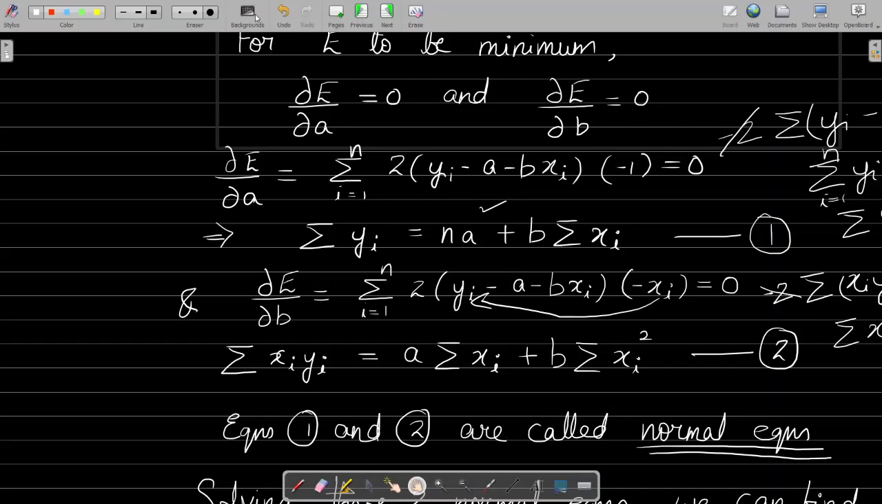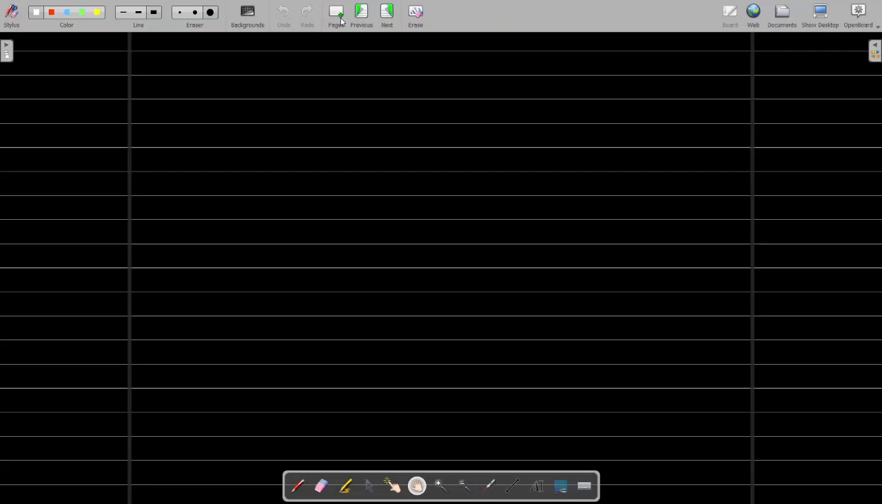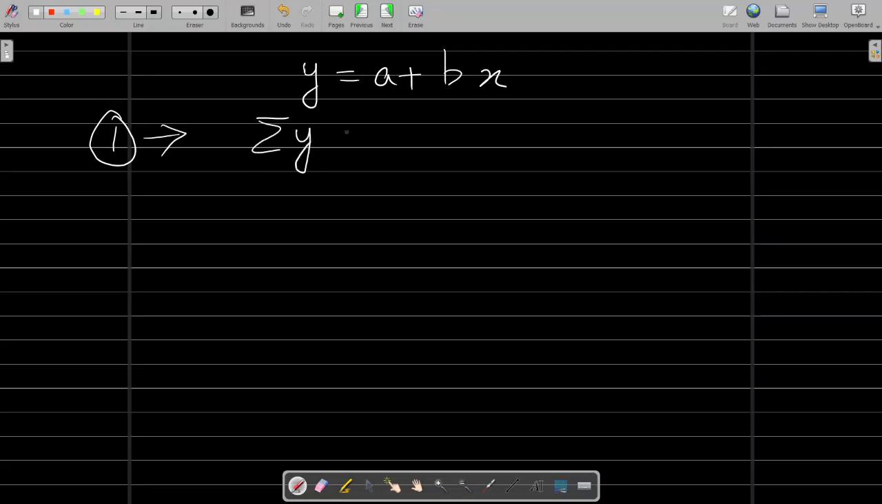Now there is actually a very simple way of writing these normal equations. It is not so complicated. Suppose you have to fit a straight line y equal to a plus bx to this given data. The first normal equation is, you just take summation throughout. So summation y equal to summation a, that is, you are adding a n times, so that is equal to na plus b summation x. This is the first normal equation.